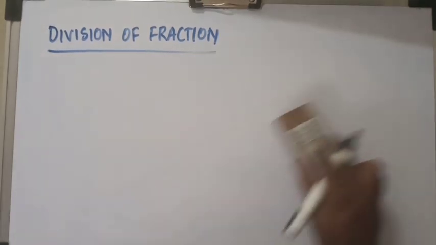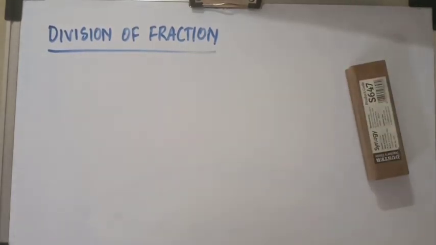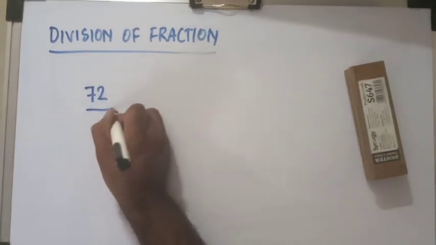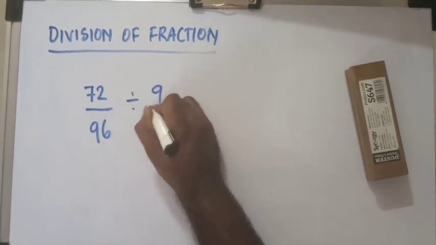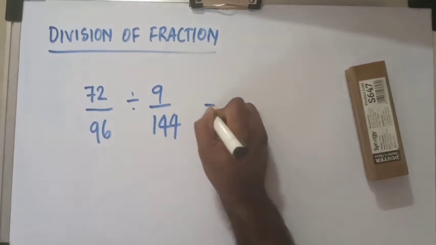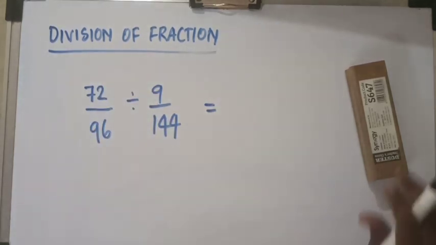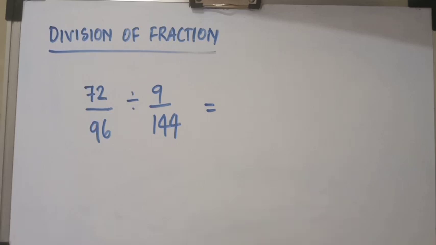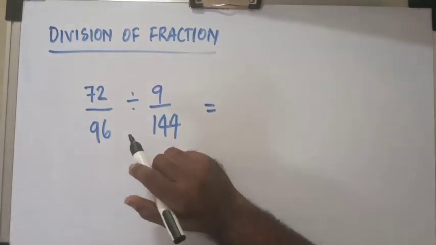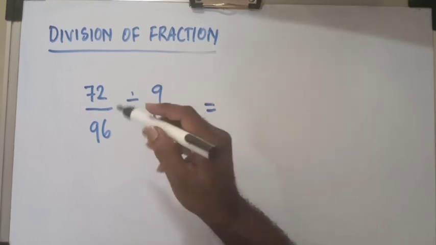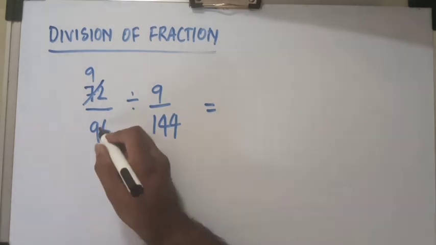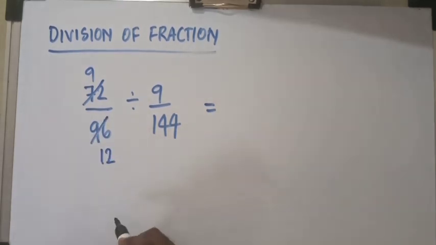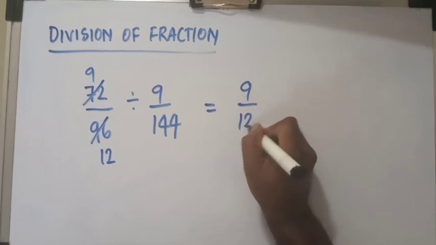I'll solve one more sum for you, children. Say I have a number with me which is 72 divided by 96. Sorry, 72 upon 96 divided by 9 upon 144. First I'll find out whether I can simplify 72 or 96. Yes, I can simplify. It goes in the table of 8, right? 8 9s are 72. So I can write this 8 9s are 72. Then 8 12s are 96. So I have 9 upon 12.